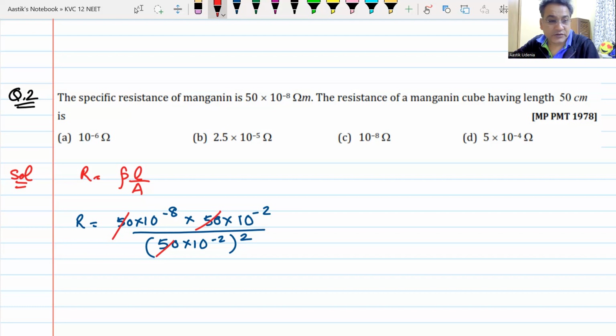What option are you going to get? 10 raised to the power minus 8 into 10 raised to the power minus 2 divided by 10 raised to the power of minus 4. And the answer that you are going to get is 10 raised to the power of minus 6. And that is the answer, my dear friends.